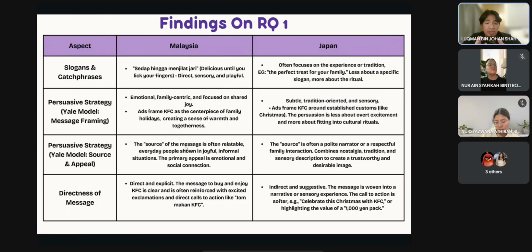And then in Japan, they don't really focus on a specific slogan, but they're more focused on the experience and tradition, which is the perfect treat for your family. It's less about a specific slogan, but more about a specific ritual.